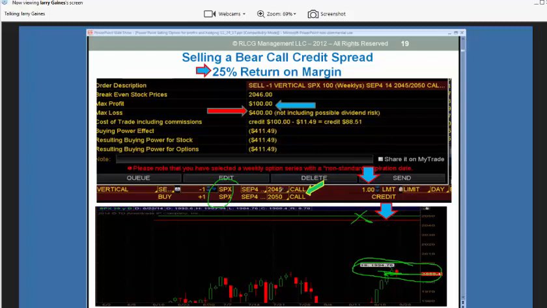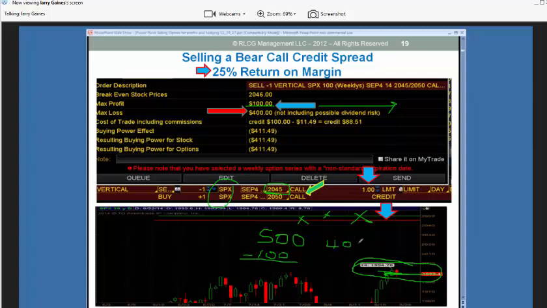So in this example, we sold the 2045 call short, that red line, and then bought above it the 2050. If you look at that, that's a $5 wide spread. So $5 in one option contract is equivalent to 100 shares. So that's a $500 wide spread. If you look at $500 and in this example you received a $100 credit, that's what goes straight into your bank account when you're selling a credit spread. So basically, you've received and brought in $100. Your risk then is the difference of $400.